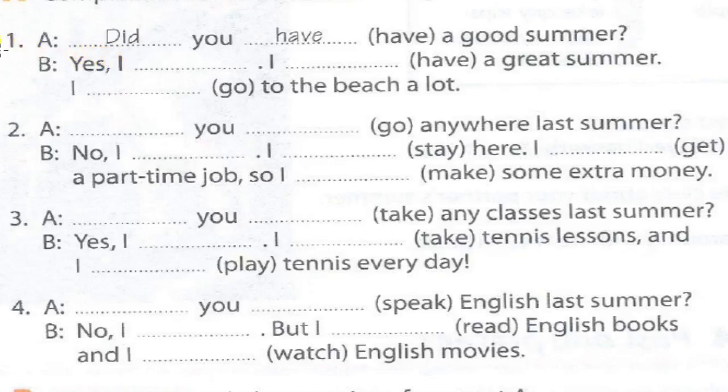Finished? 1A. Did you have a good summer? Yes, I did. I had a great summer. I went to the beach a lot. A and B. A: Did you have a good summer? B: Yes, I did. I had a great summer. I went to the beach a lot.